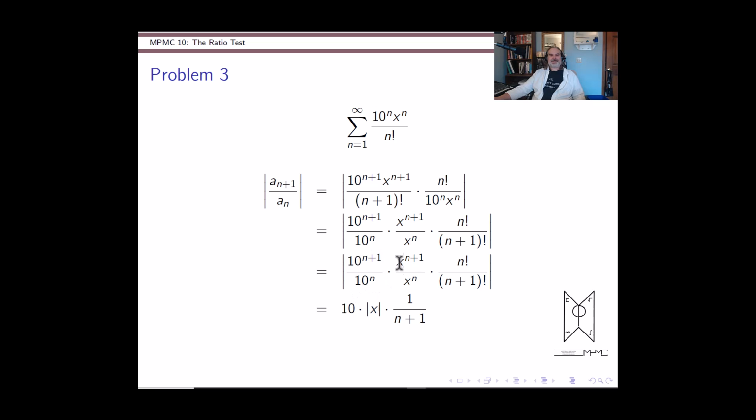The powers of 10 simplify to 10. The powers of x simplify to absolute x, and then the factorial ratio turns into 1 over n plus 1. I've also passed through the absolute values, because the powers of 10 are always positive and the ratio of the factorials is always positive. The business with the x's might be positive, might be negative, depending on the value of x. So we can factor everything out of the absolute values except for the batch of stuff with x's and its simplified version. So that's the ratio a sub n plus 1 over a sub n within the absolute values.